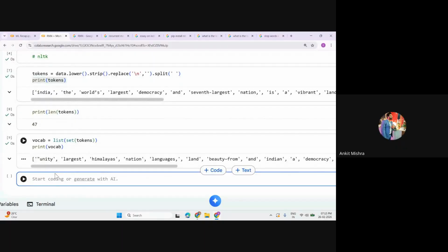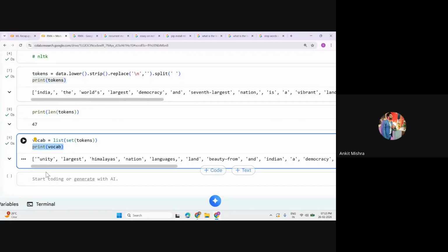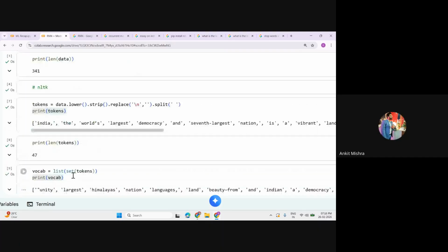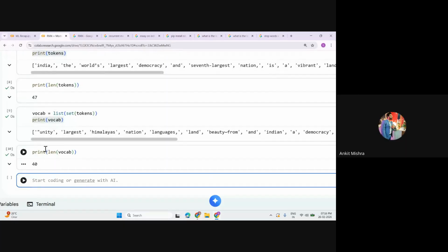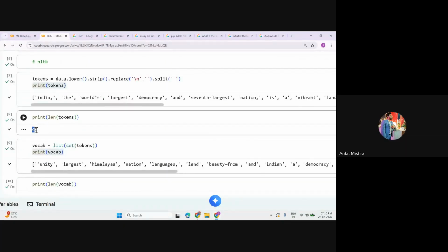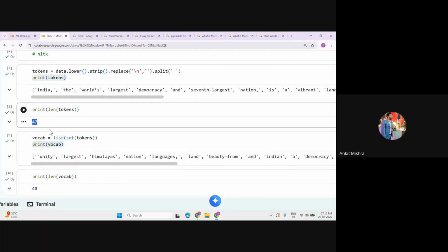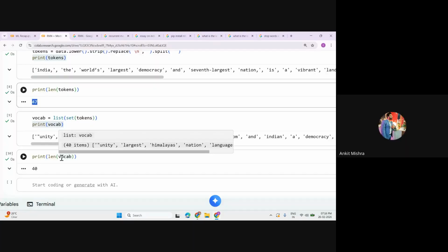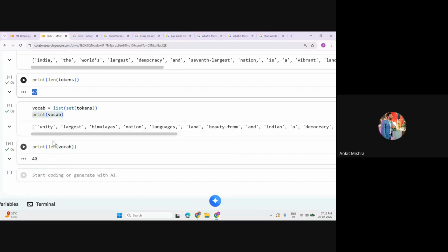With the help of this vocab, let me check the length of this vocab, right? Whatever data is generated by my model should be based on this vocabulary. Here you can check, we had 47 tokens without the vocabulary. 7 words were repeating multiple times. Now we have 40 words, and these are my vocabulary. Based on this vocabulary, you can convert your data into vector embeddings, or what we call one hot encoding.